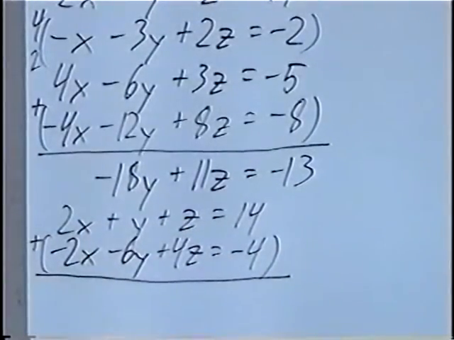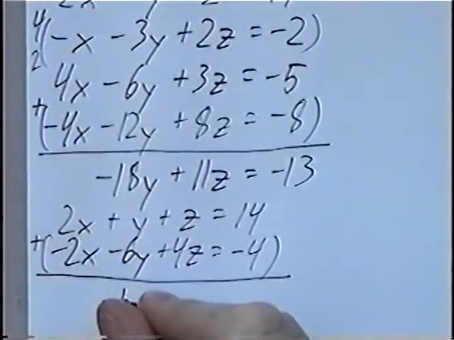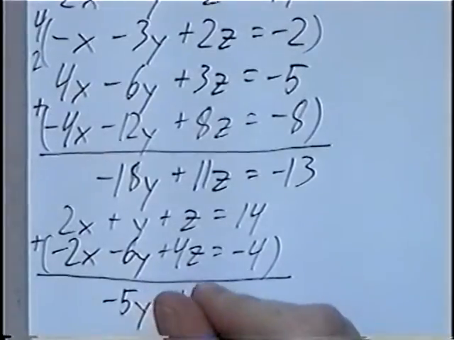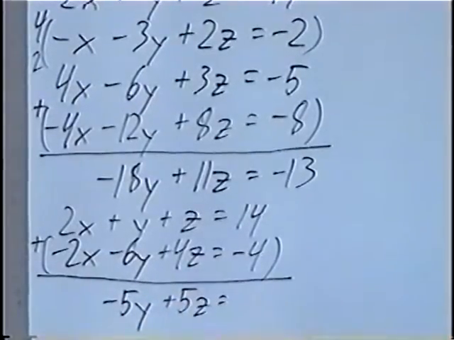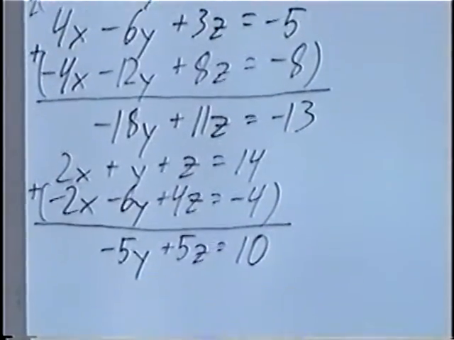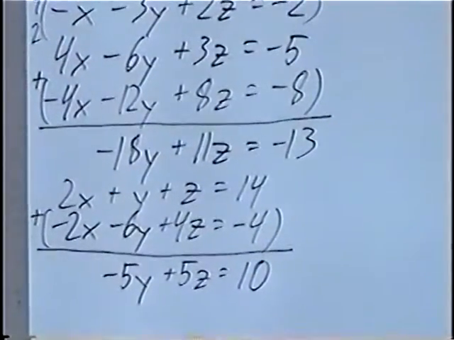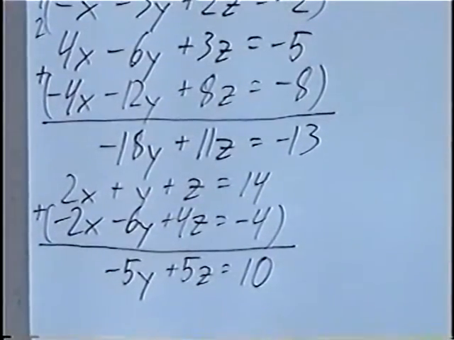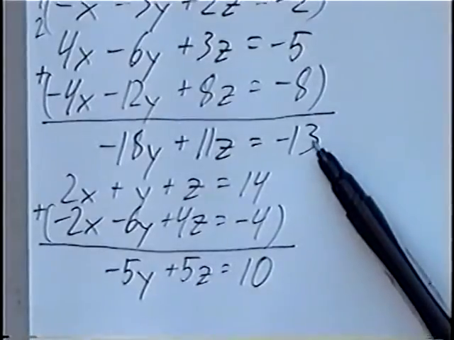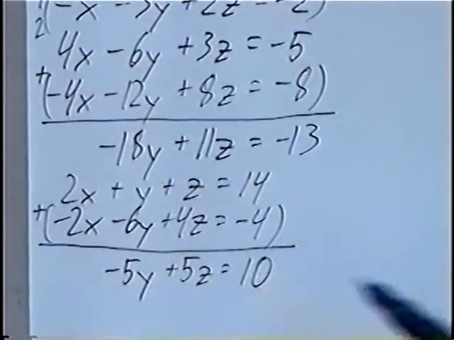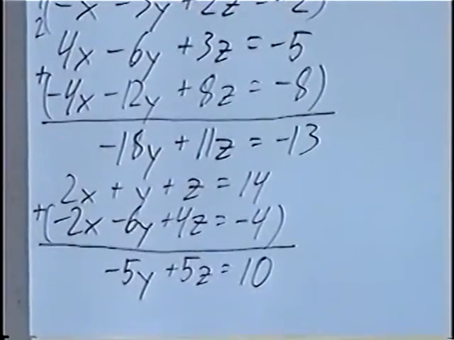Y plus a negative 6y would be negative 5y. Z plus 4z would be 5z. And 14 plus a negative 4 would be 10. And again, we have another equation with just two variables, y and z. Once we have two equations with the same two variables, y and z, we can combine these two to eliminate either the y's or the z's and simplify from there.